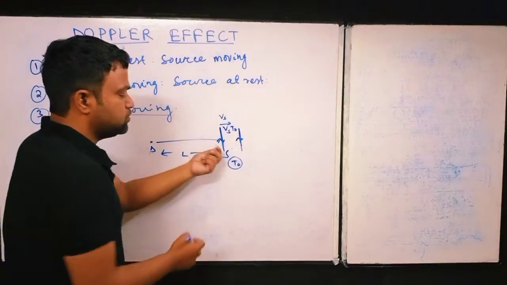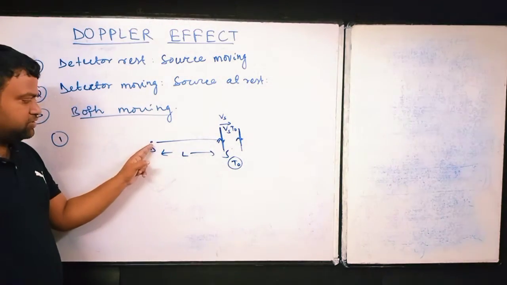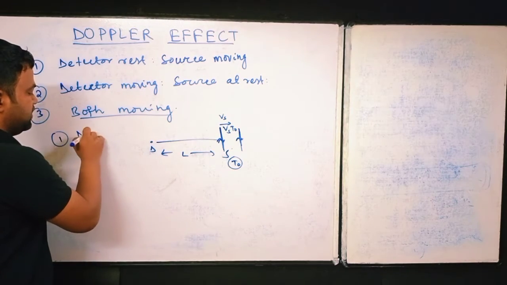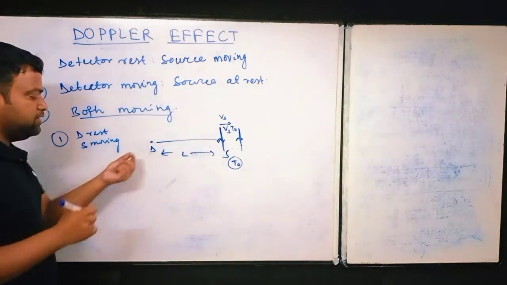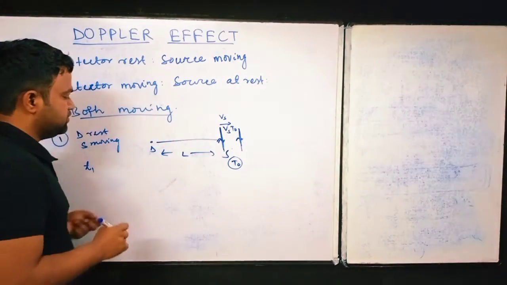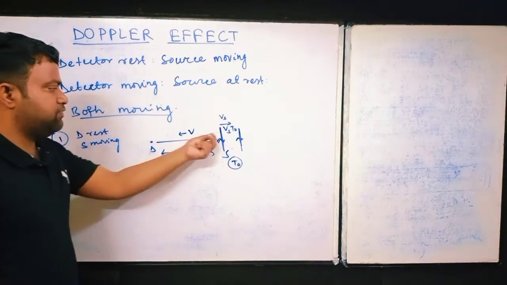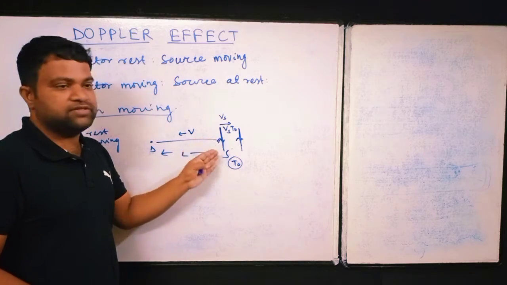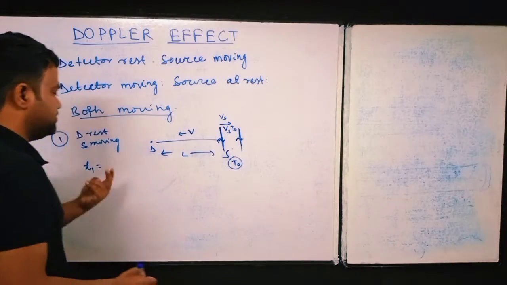When the source produces the first pulse, how much time will it take to reach the detector? The detector is at rest in the first case: detector at rest, source moving. So the time t1 it will take for the pulse to reach the detector is distance upon speed. The speed is the speed of the sound wave produced. Basically the speed of sound, if the medium is air, will be approximately 330 meters per second.